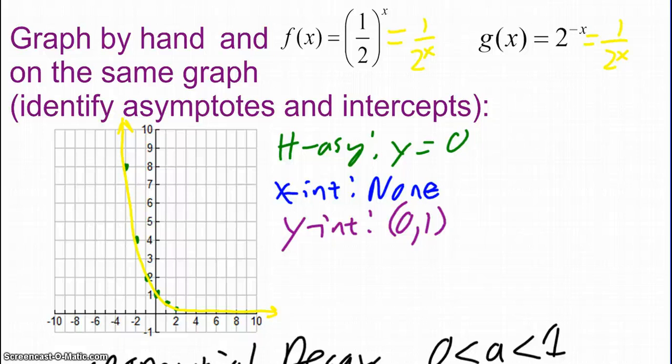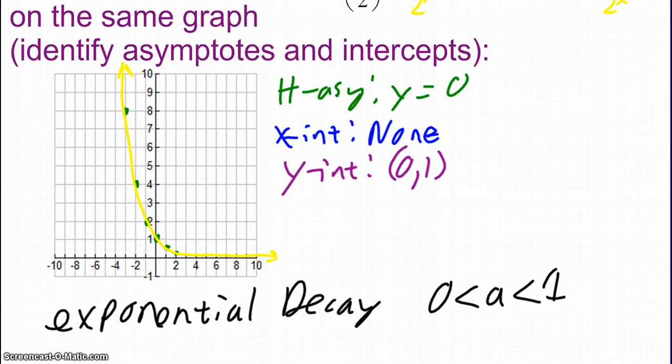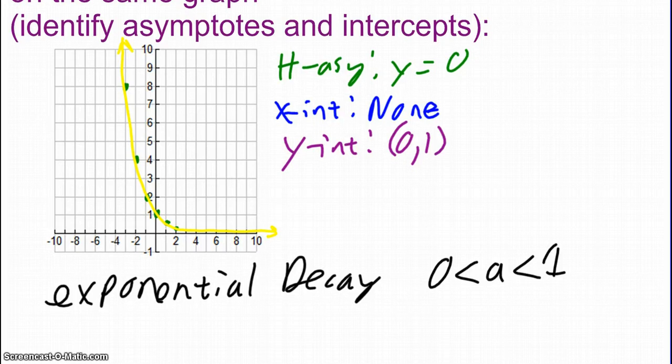Alright, so hopefully you recognize that these are actually the same exact function. f of x equals the quantity 1/2 to the x is 1 over 2^x, and g of x equals 2^(-x) is 1 over 2^x. They both have the same horizontal asymptote as the previous function, which is y equals 0. There is still no x-intercept, and the y-intercept is still (0, 1).